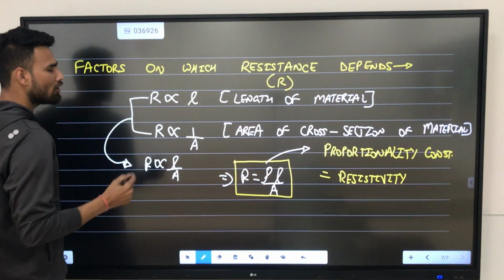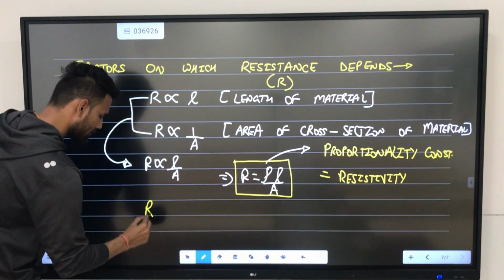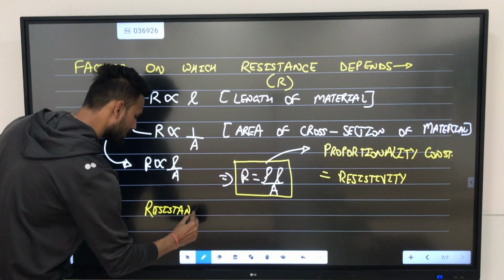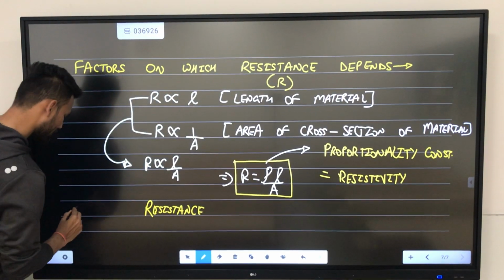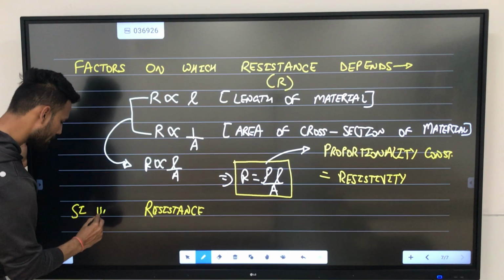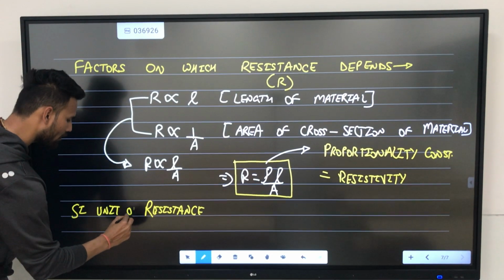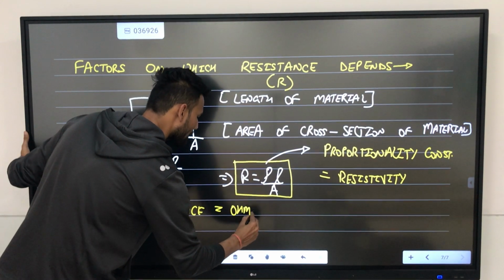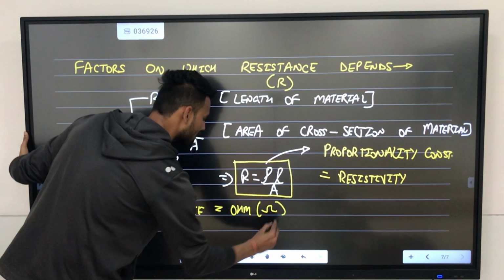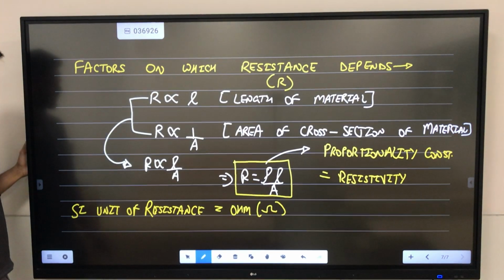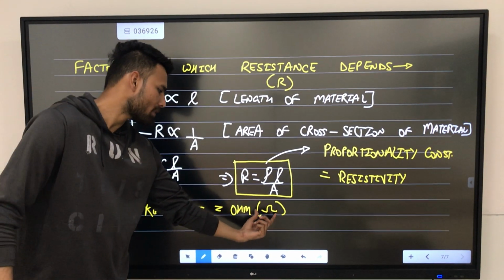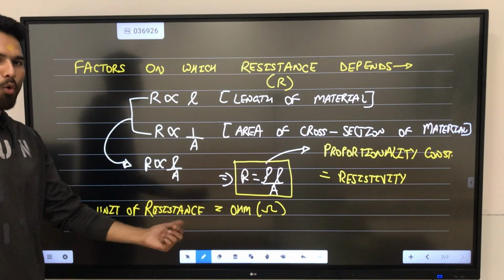So talking about the unit of resistance, the SI unit of resistance is ohm, O-H-M, and it is represented by this particular symbol, that is omega. Am I clear or not?